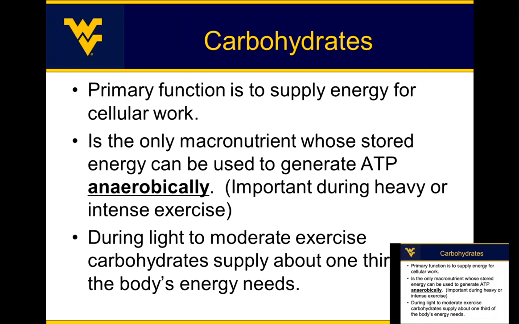The primary source for ATP resynthesis, especially in those first few minutes of exercise, is carbohydrate metabolism, because carbohydrates are the only macronutrients that can give you ATP without the use of oxygen, or anaerobically. Okay, and that's very important during very heavy exercise, when you're sprinting at the end, or at the beginning of exercise, when it takes a little bit of time for the cardiovascular system to fully oxygenate that muscle, etc.